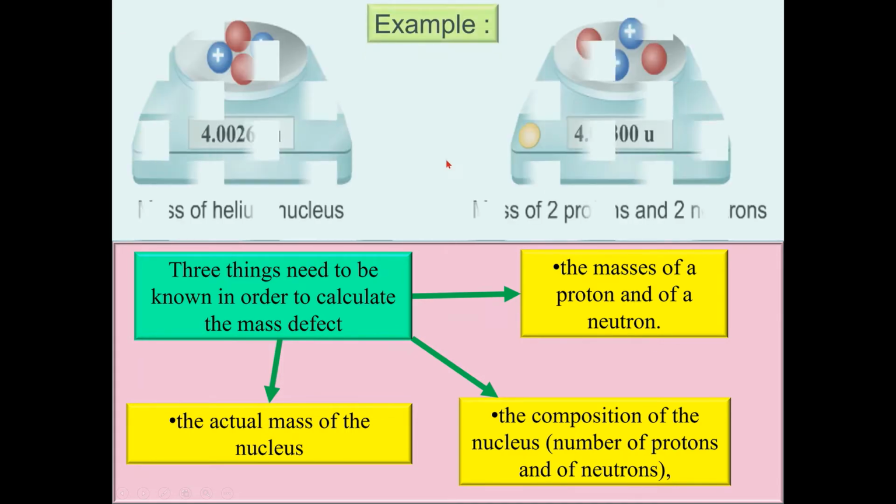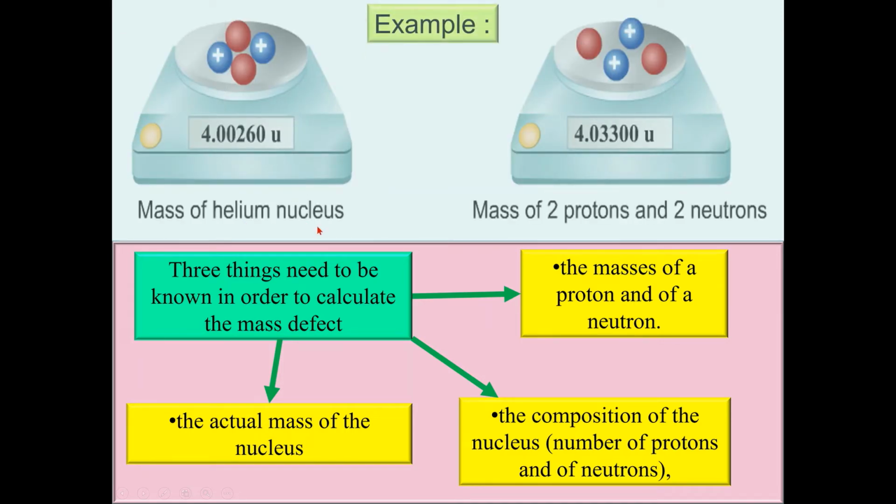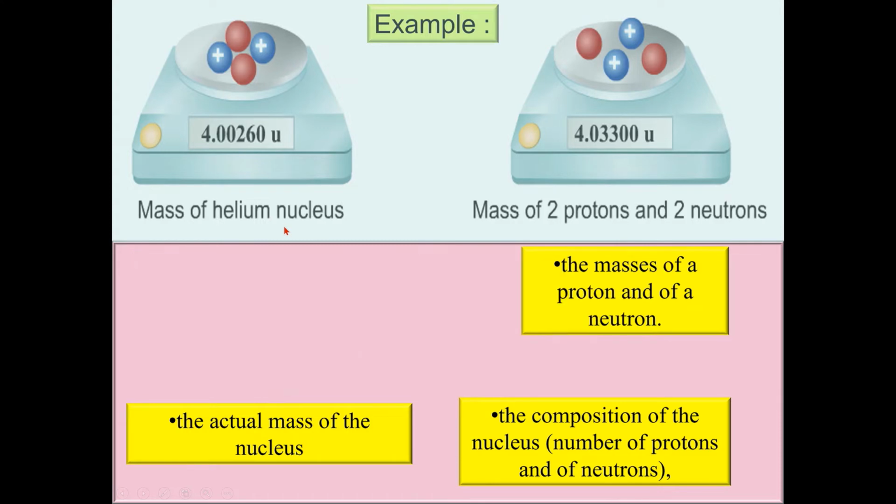So, an example for the helium nucleus. The mass of the helium nucleus is 4.00260 U, in terms of U. And next, the composition of the helium nucleus is 2 protons and 2 neutrons, separately. Then the masses of a proton and of a neutron.